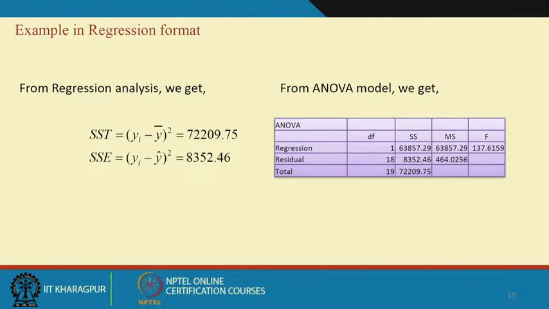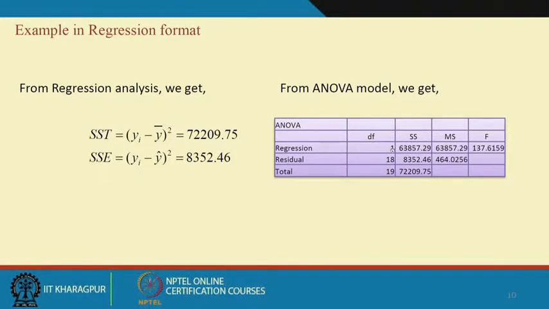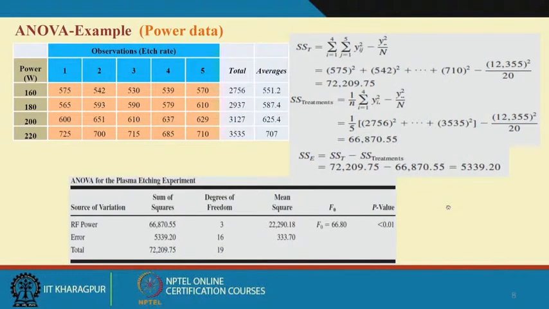So from ANOVA as well as from regression, in both cases you find that the power has an effect on the etch rate. Either way you can go, but please keep in mind that here the degrees of freedom is the number of parameters to be estimated minus 1. So intercept plus the regression coefficient for power only, so 2 minus 1, and then the residual is more. That MS is 464. Now, what about MS here? 330, 333.